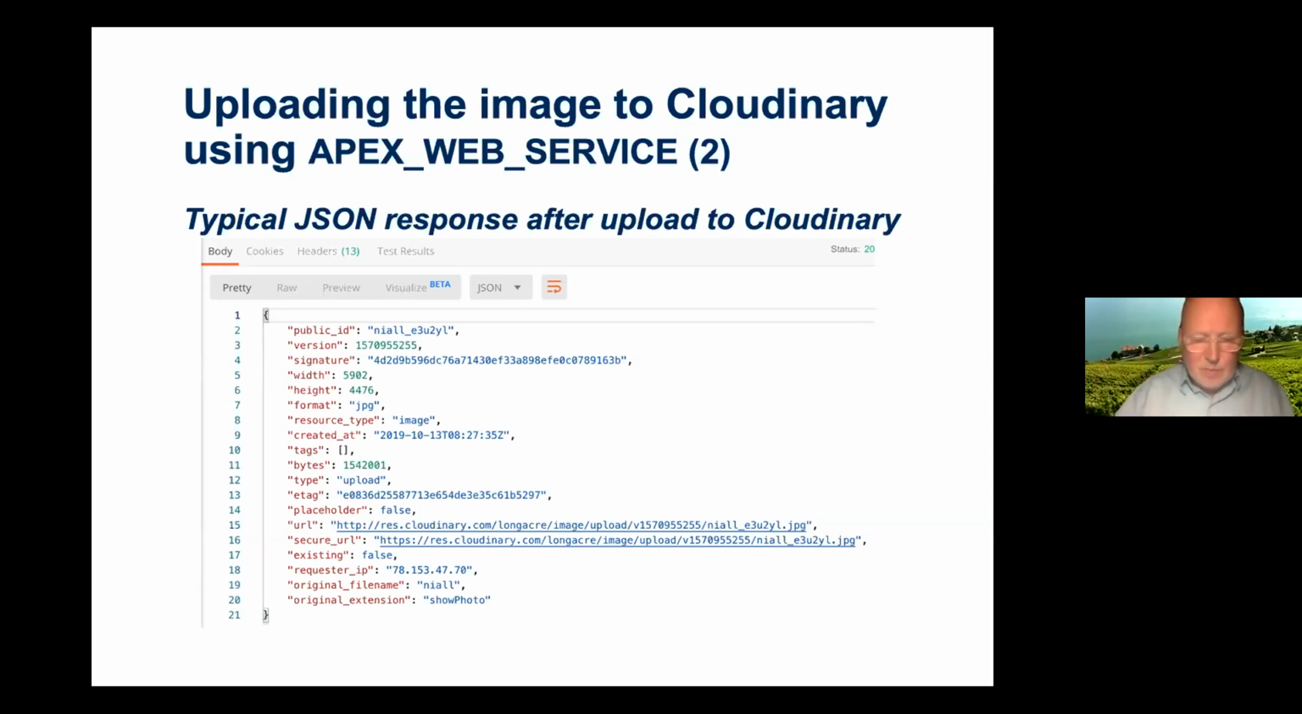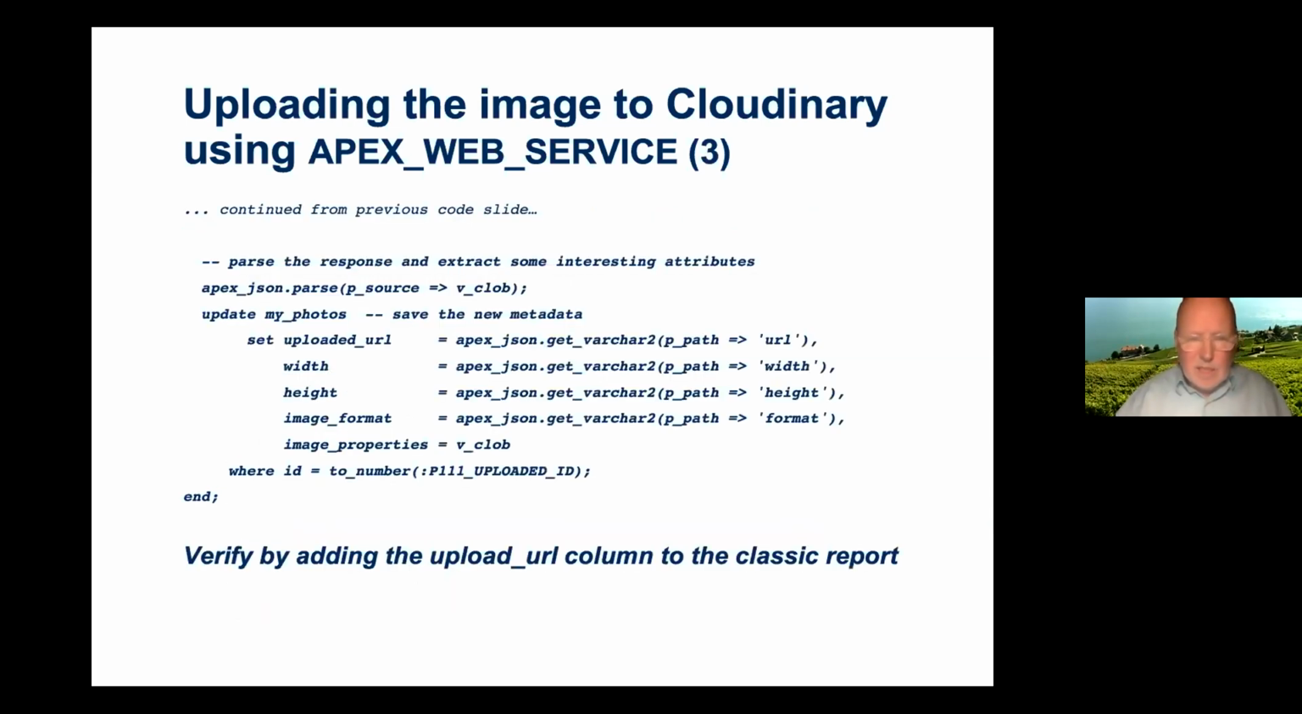So using the data that we just got back in this CLOB, I then parse using apex.json parse the CLOB, and I pull out the pieces of data I want. I want the URL, I want the width, I want the height, I want the format, and I put all these into my table. So this is great. We've already got some data. So let's take a look.